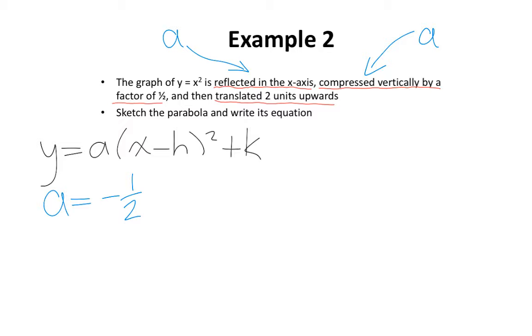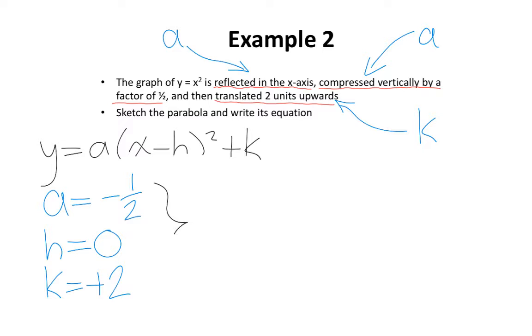Our last piece of information, which states that it is translated 2 units upwards, corresponds to our value of k. Okay, so that means since our h value was not mentioned, we can just put a 0, and our k value happens to be positive 2. Let's take these values and place them into the vertex form of a quadratic relation. So a is going to be negative 1/2.